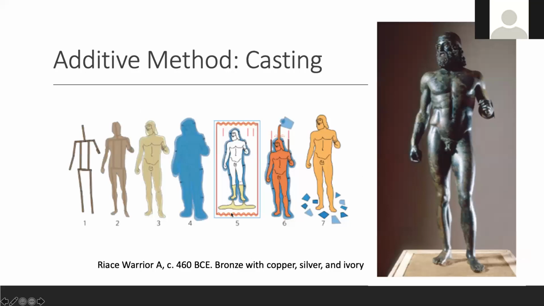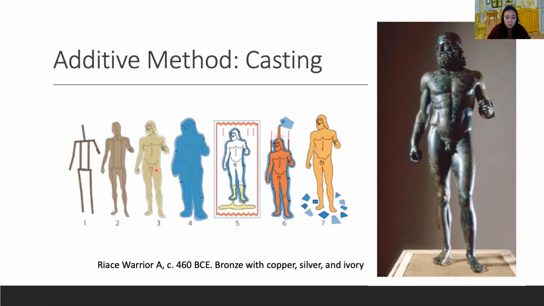And let's see the casting method in additive style. Casting involves adding a liquid or pliable material to a mold. It is done in order to set a form in a more durable material, or to make it possible to create multiple copies of a work.